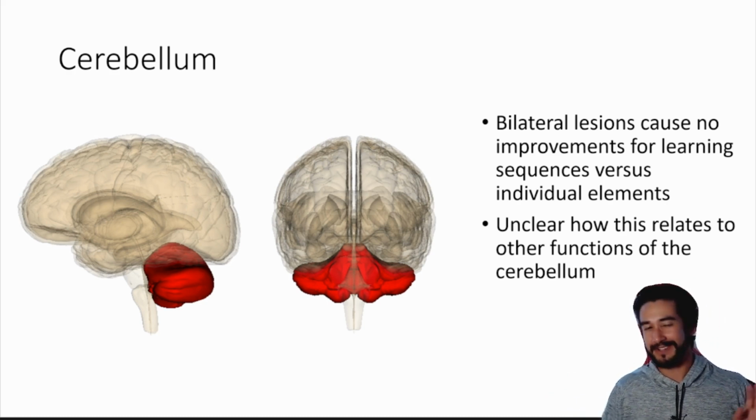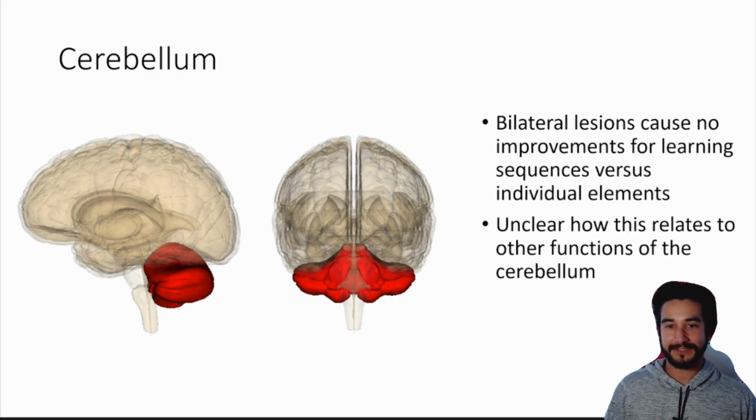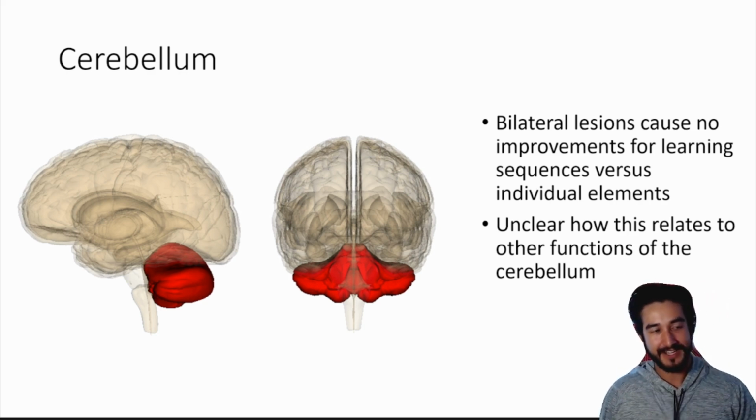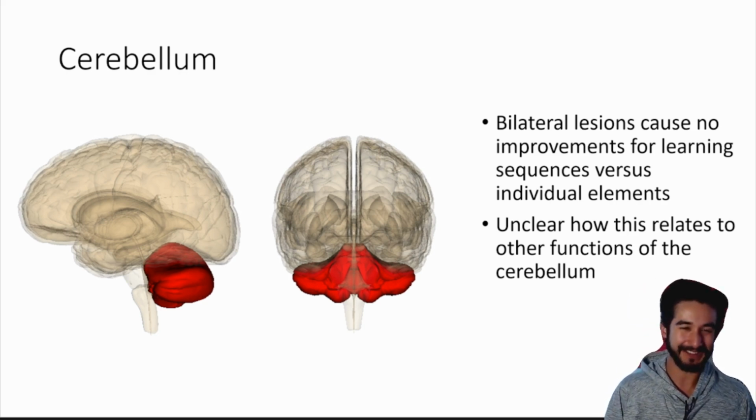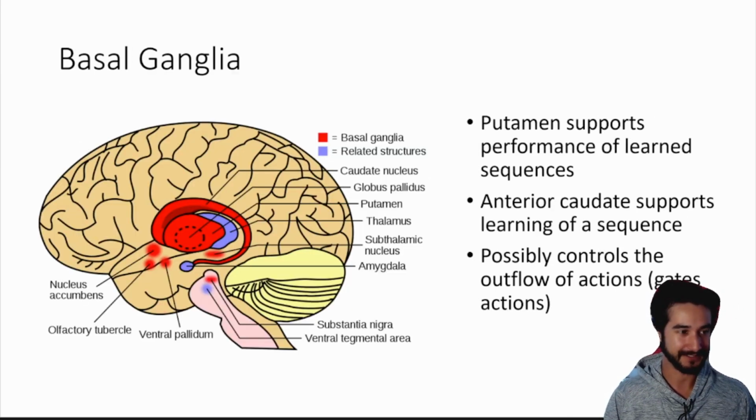And further, it's unclear how this relates to other processes that we know the cerebellum is involved in, like sensory prediction errors. It's kind of unclear, as is going to be the theme of most of these brain areas, how it relates to motor sequence learning.